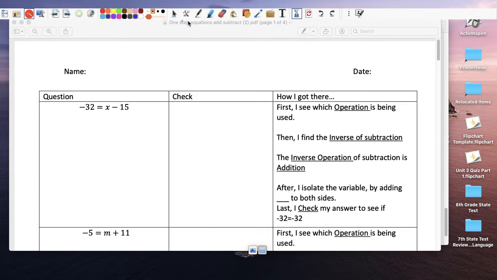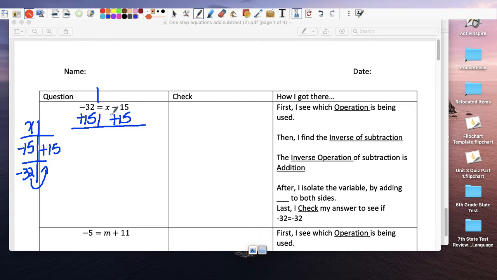So first thing, we make a chart, and I have a variable x, and right now we're taking 15 away from it. That gives me negative 32. Going backwards, what's the inverse operation of minus 15? It would be plus 15. Make my line. We'll do plus 15, plus 15. Minus 15 plus 15 is 0. And on this side, negative 32 plus 15 is going to be negative 17.